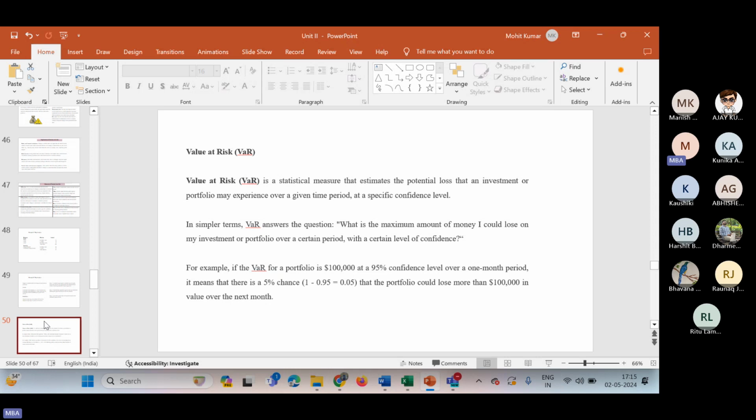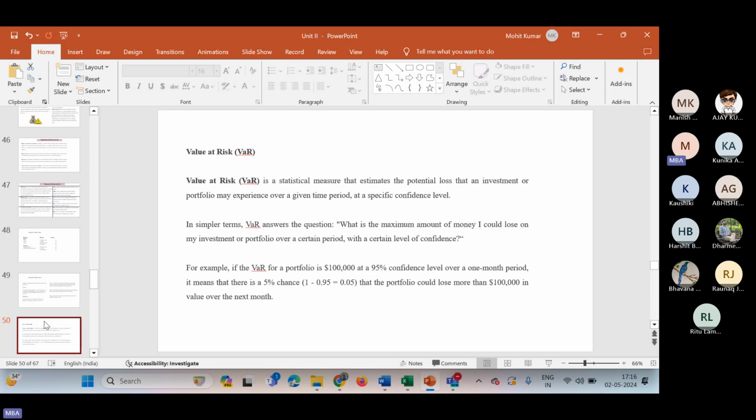In a simple way, it answers the question: what is the maximum amount of money I could lose on my investment or portfolio over a certain period with a certain level of confidence? So it tells you the maximum loss you can incur on your investment. The maximum. That's why we call it a downside risk measure also, because it measures the downside, like how much maximum loss you can have on a given portfolio. If you have an amount in your pocket that you have invested, what could be the maximum loss you can bear in a given time frame, with a certain percentage of confidence or probability.